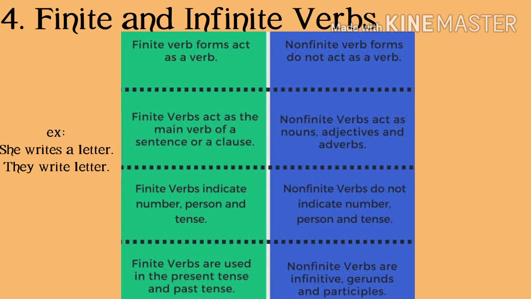Let us see the example. She writes a letter. If it is she, it will become verb plus s or es. If it is more like they write a letter, it becomes just the verb, first form. Examples for non-finite verbs will be she likes to write or they are swimming.